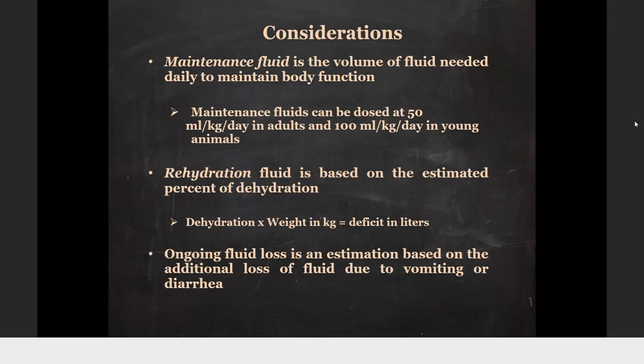So you know the maintenance volume you don't have yet, right? So this is the maintenance volume for small animals. Maintenance fluids can be dosed at 50 ml per kilogram per day in adults and 100 mils per kilogram per day in young animals. You might argue, why do young animals, although they are small, need more than adult animals, which are big, only 50 ml maintenance fluid?